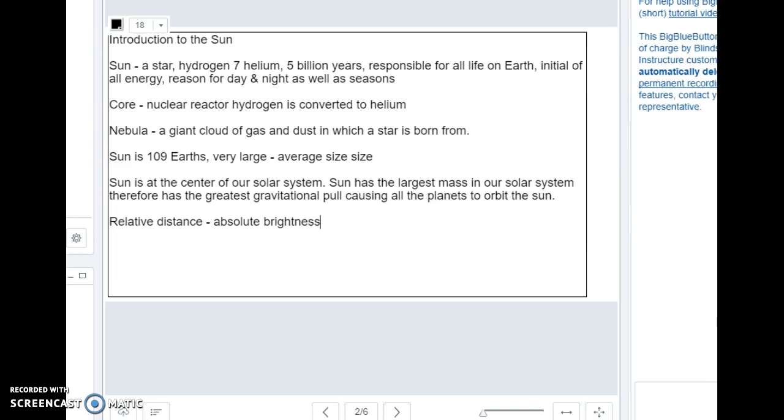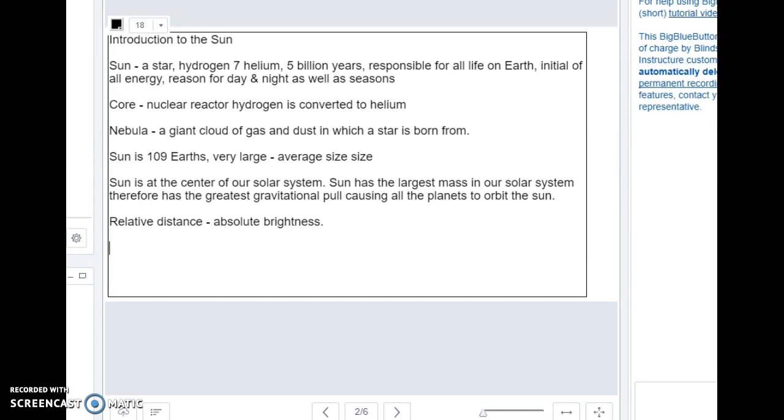So let me just say that again in case anybody was to get confused. Absolute brightness, the brightness of a star, so how bright we see a star, is determined by the relative distance. So how far or how close a star is to us will impact just how bright it is to us. So the closer it is, the brighter it will be.